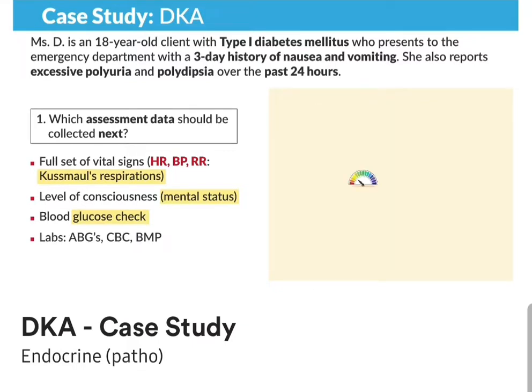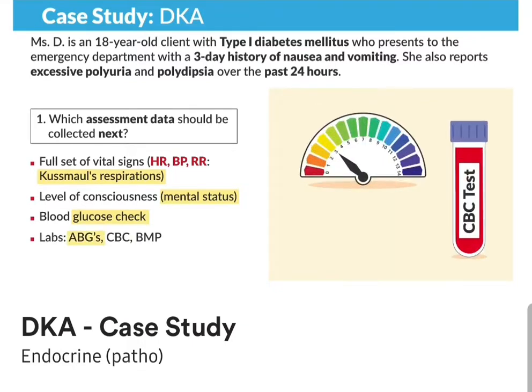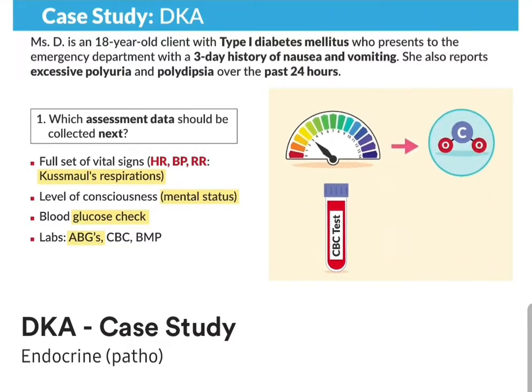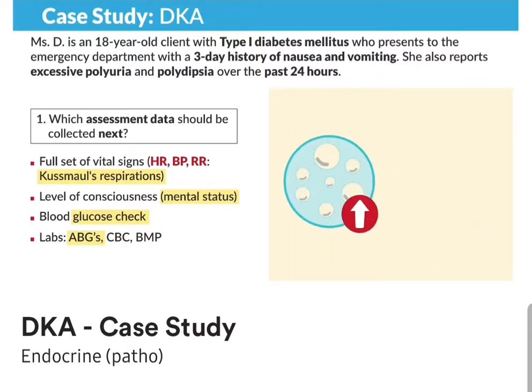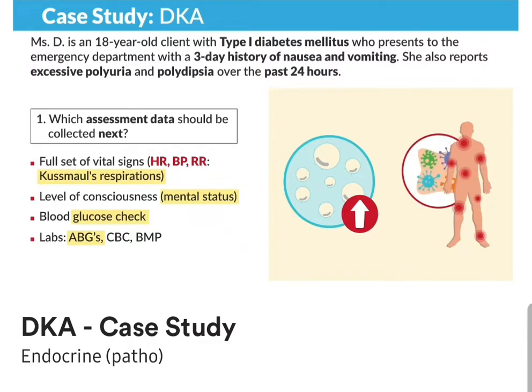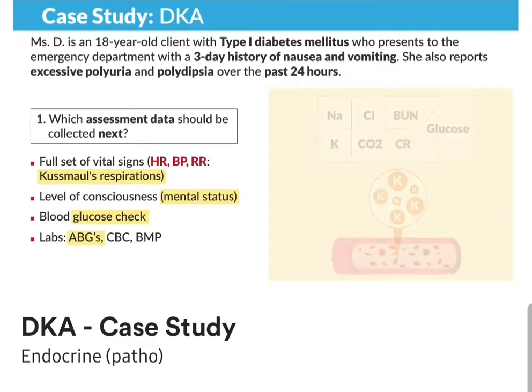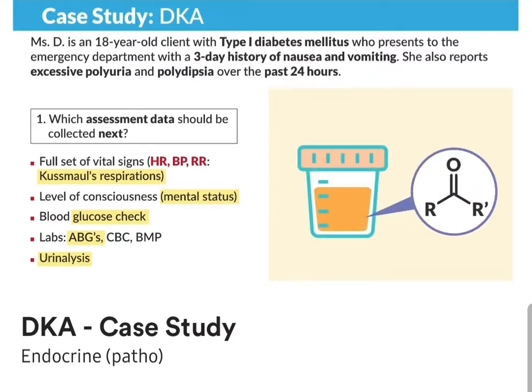Next is the labs, so ABGs, CBC, and a BMP, but especially the ABGs here to assess acid-base levels. Now the CBC, or the complete blood count, will show WBCs, those white blood cells. They will typically be elevated and will provide proof of presence of an infection, since DKA is typically caused by an infection. And lastly, a BMP will show critical electrolytes, specifically potassium levels. Now, very lastly, a urine analysis can be done to assess for ketones in the urine.